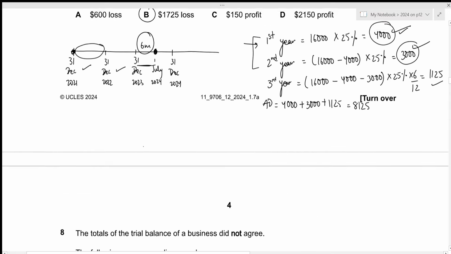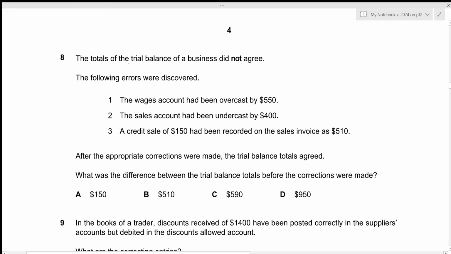Let's move towards the 8th question. Now, the totals of the trial balance of a business did not agree. The following errors were discovered. After the appropriate corrections were made, the trial balance totals agreed. What was the difference between the trial balance totals before the corrections were made? So the difference is just going to be the opening balance within our suspense account.